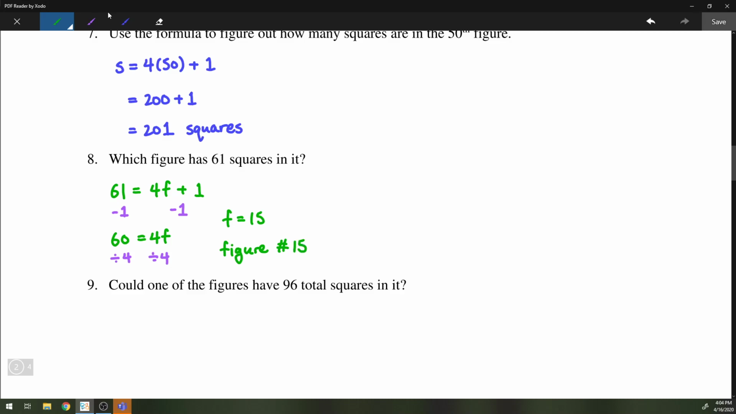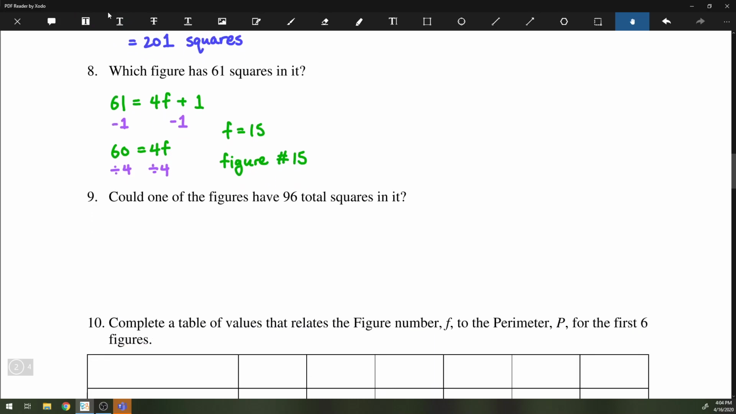Now, in this case, it doesn't make sense for us to connect or have points in between the points because we're not going to have figure number 1.5. So let's look at what that means for an example like this one we have here.